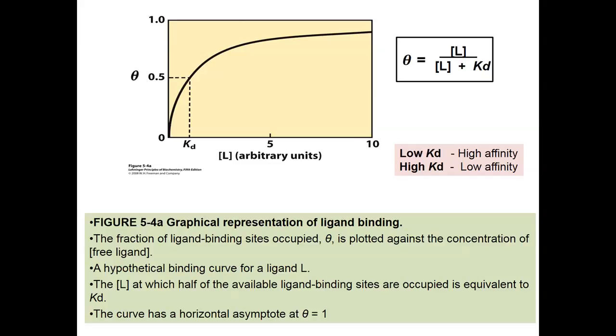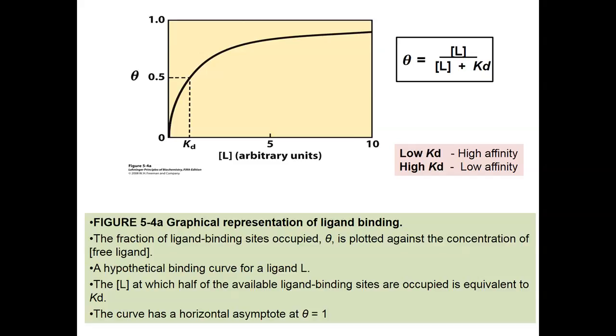KD means the concentration at which half of the total protein is bound to ligand, okay? So it means the substrate concentration, in this case ligand concentration, that gives you 50% binding. Is that clear? So that's the KD.